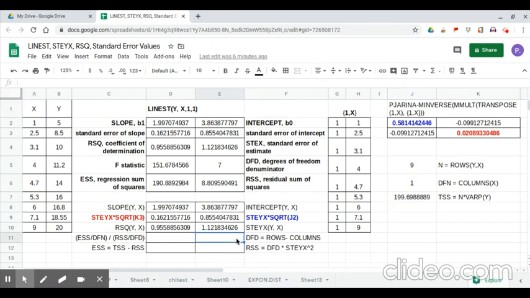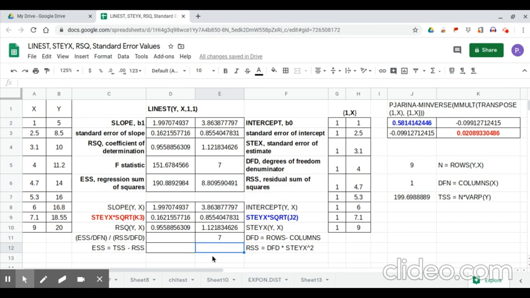Next, we calculate the degree of freedom of the denominator, which is equal to rows of the dataset range minus columns of the dataset range. This is the degree of freedom of the denominator.